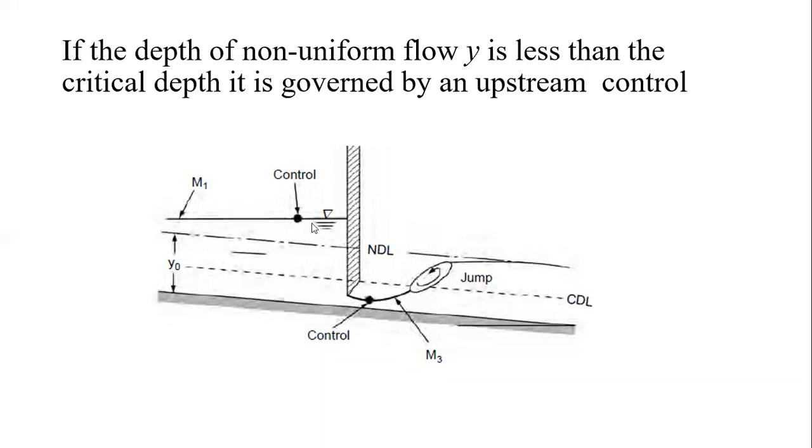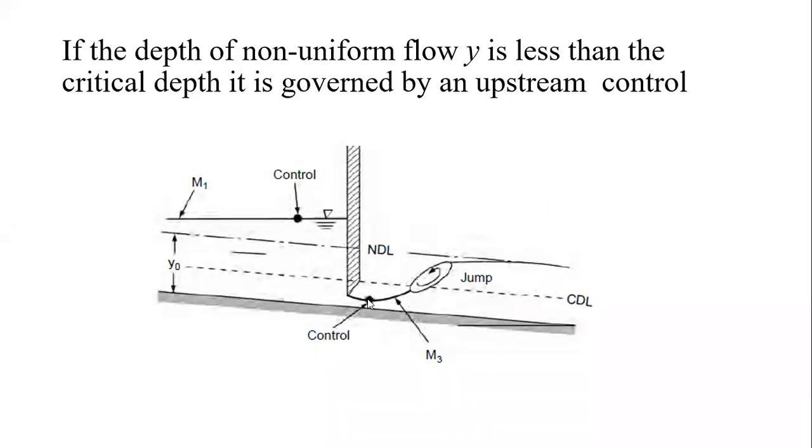Whereas in the previous case, that is for M1, this is nothing but the downstream end, because its upstream end is somewhere else, and this is the downstream end for region 1. But in region 3, where the flow depth is less than the critical depth, such conditions are governed by the upstream control. So this is the upstream point of the water surface profile M3. So this is about the control point and the control sections.